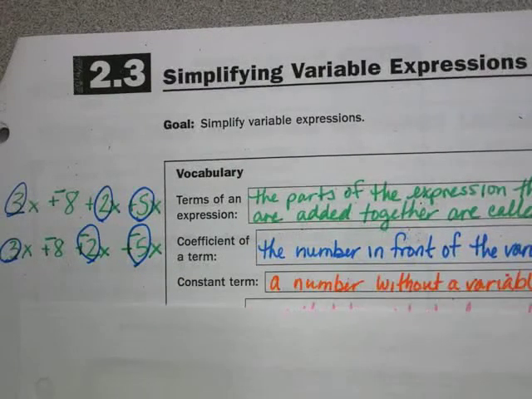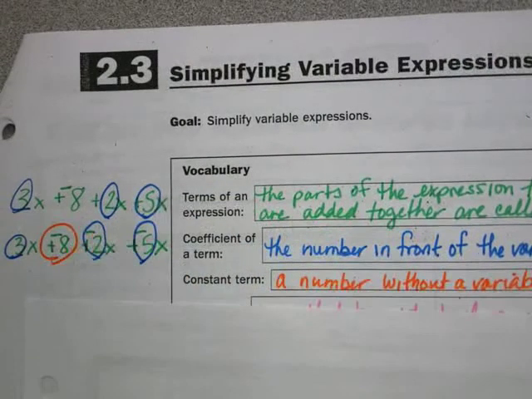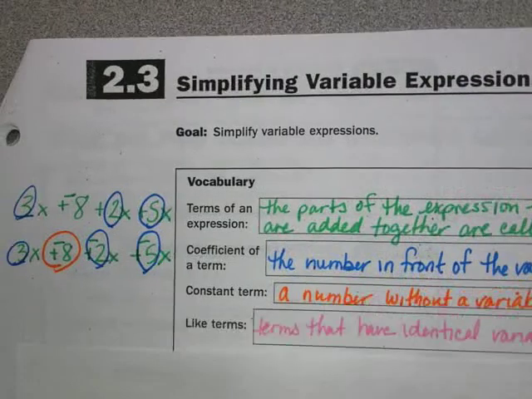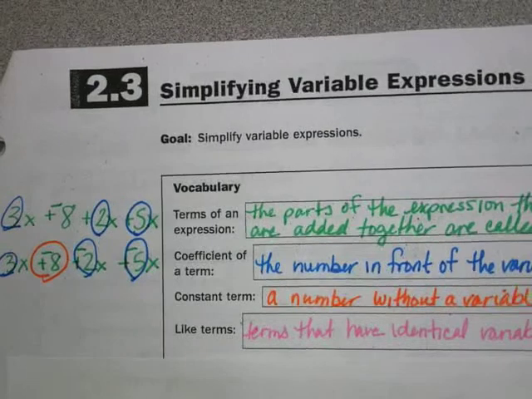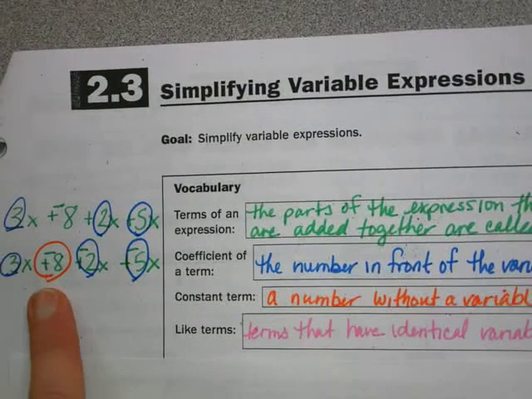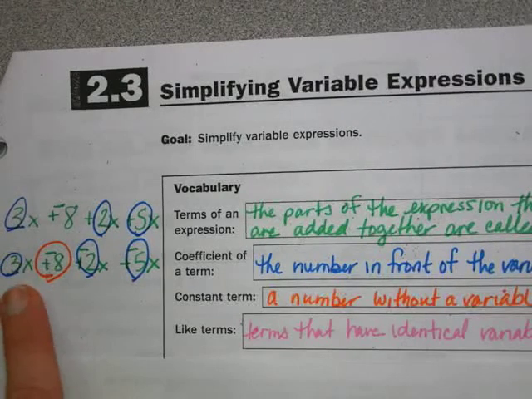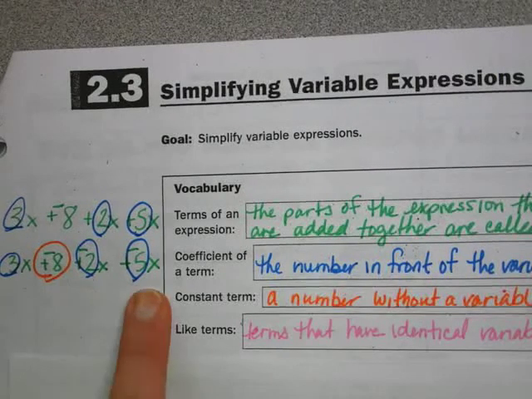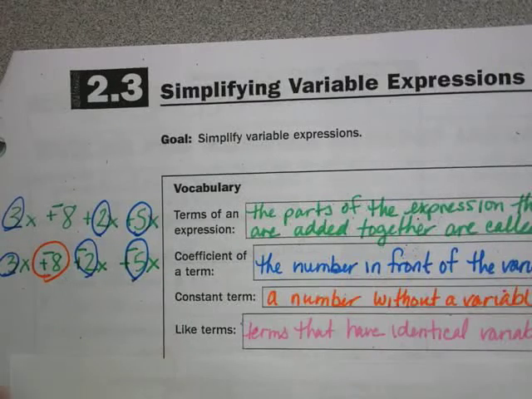A constant term is a number without a variable. Well, we only have one constant in each of these. It's that negative 8. Negative 8 is the constant term. And then the last is like terms. Terms that have identical variable parts. Now, if there was another constant, it can't change, right? It doesn't have a variable. They would be like terms. There aren't in this instance. So my like terms here would be 3x, negative 2x, and negative 5x.